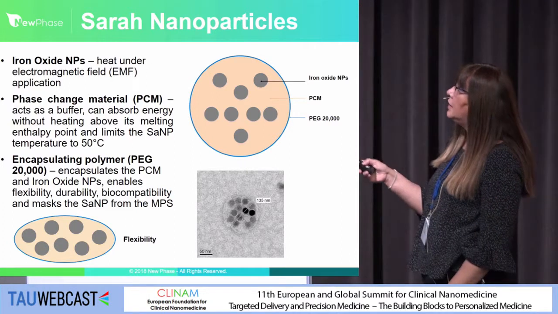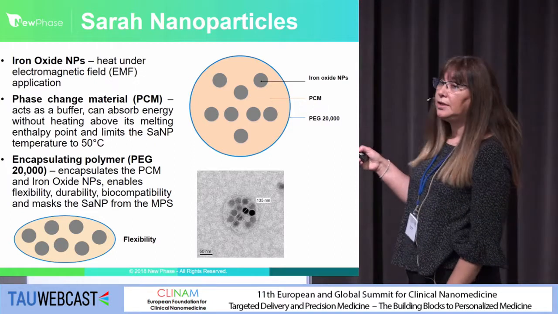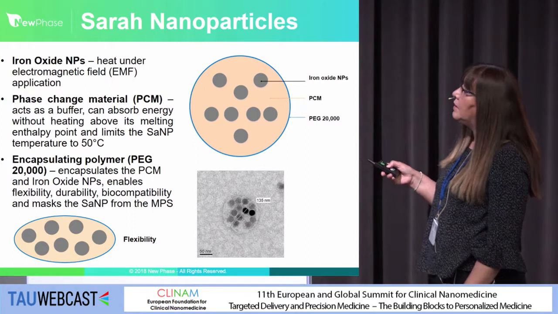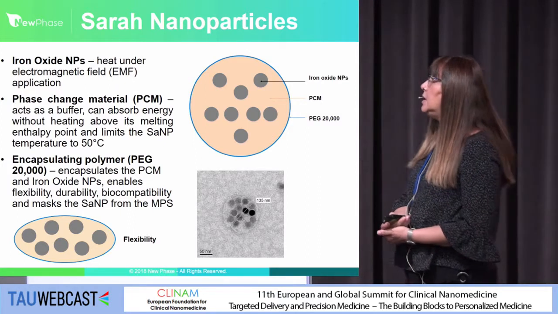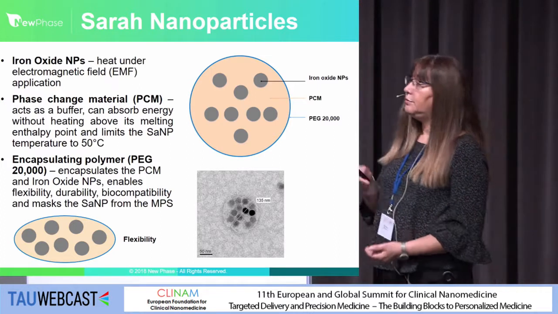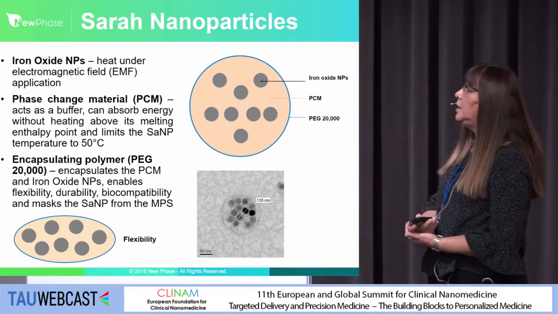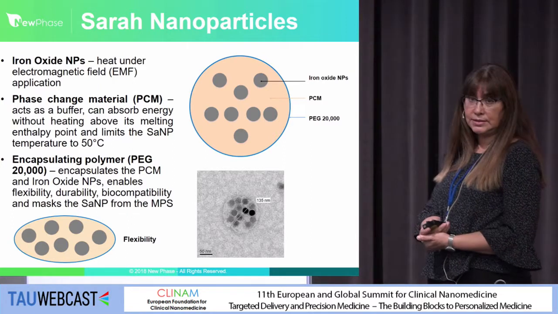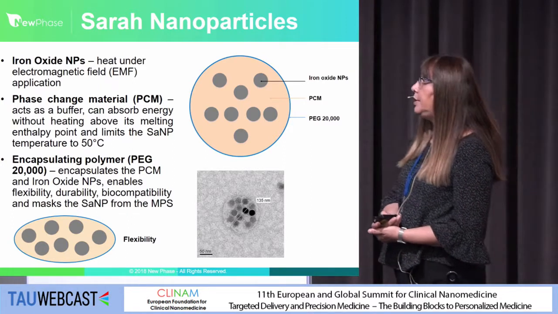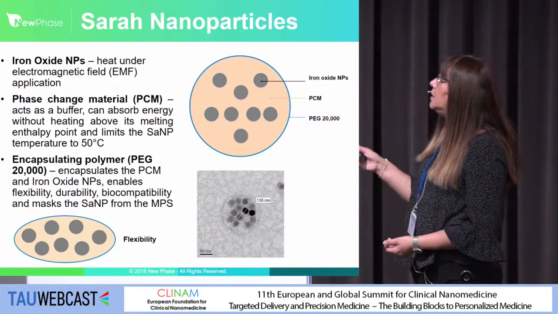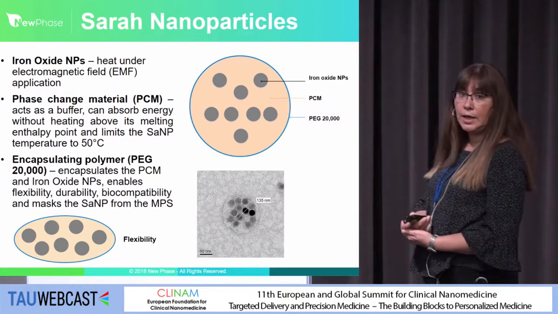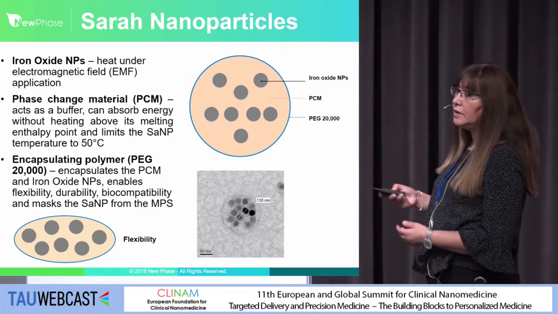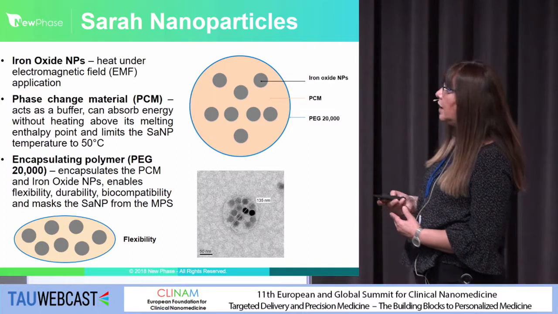We also have an encapsulating polymer, this is SPEC 20,000, that encapsulates both the PCM and the iron oxide nanoparticles, thereby enabling flexibility, as you can see here, durability and biocompatibility, and also masks the Sarah nanoparticle from the macrophage and phagocyte system. So here you can see an image captured by transmission electron microscopy. The overall size of the Sarah nanoparticle is 135 nanometer.